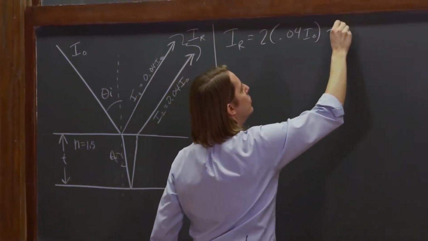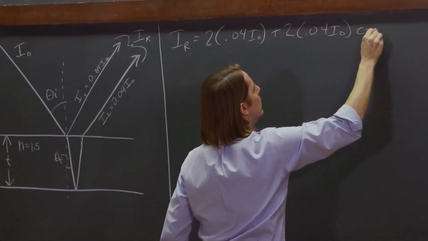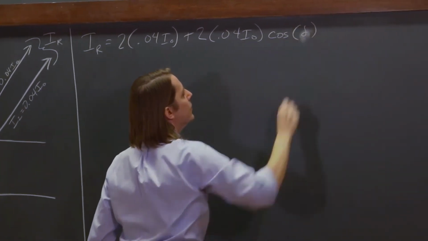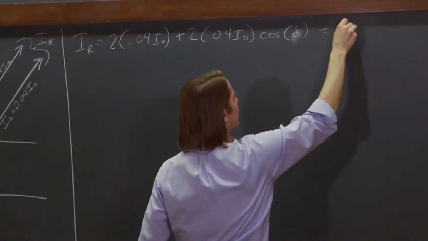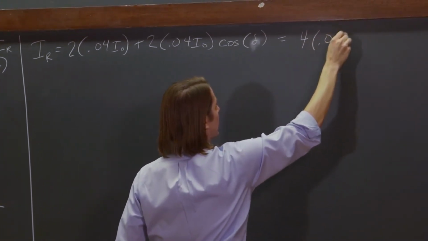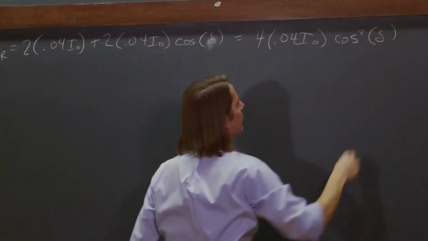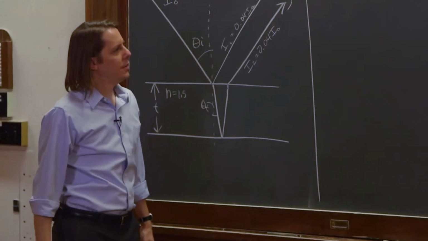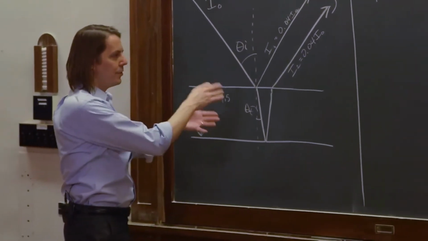So that's also 2 times 0.04 I naught cosine delta, the phase factor. And then remember that sometimes some books will use a trig identity to write this as 4, in this case, 0.04 I naught cosine squared delta. So either way you want to get it to go from 0 to 1. Either way. Okay, so next we got to figure out what is the phase factor for this situation.